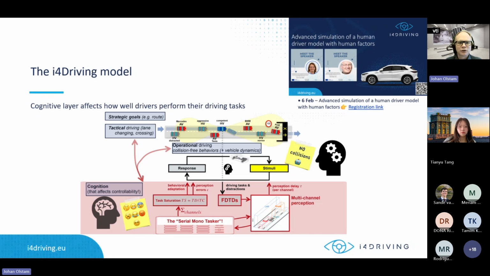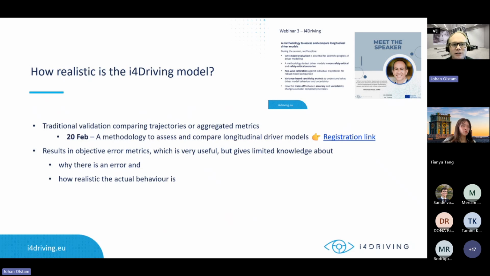And if you do this extension, the question of course comes, how good is the model and how realistic is the model? Last week, Vincenzo Punzo presented a little on calibration and validation, where these traditional methods compare output of trajectories or aggregated metrics to see how well the model could reproduce real-world data, speed profiles, or aggregate metrics. And this is really nice. We get these error metrics. We can say something on how close we are to reproducing this data, but it gives limited knowledge when there is not a perfect match, because the error will always be there. So how realistic is the behavior actually? It might be that you get a low error metric even if the behavior is not super realistic.